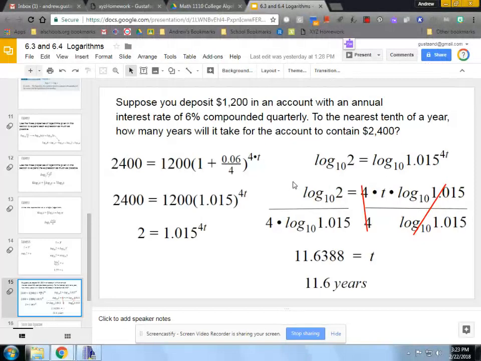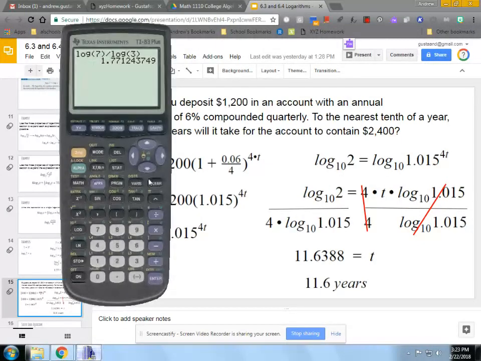Just to show it with the calculator to make sure that this isn't a problem. If I use the calculator, I get log of 2. Again, I choose base 10, so I can use a calculator. Divided by, when you're using this TI calculator, to plug this in, this calculator is going to want parentheses. 4 times the log, again, base 10 of 1.015. So I am putting parentheses around that, and I'm 99% sure that it needs it. And there's my answer. So make sure you put parentheses there.